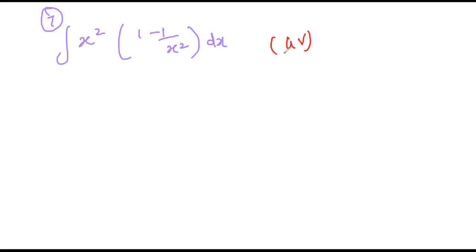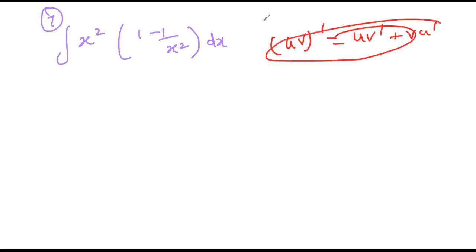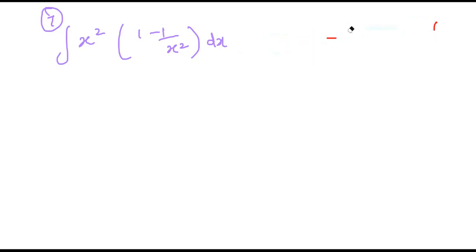It's question number 7. Integral x square times 1 minus 1 divided by x square dx. And there is no product rule in the integration. People tend to get confused with this, uv the whole dash equals uv dash plus vu dash. This is for differentiation, and we don't have product rule in the integration. Remember that.